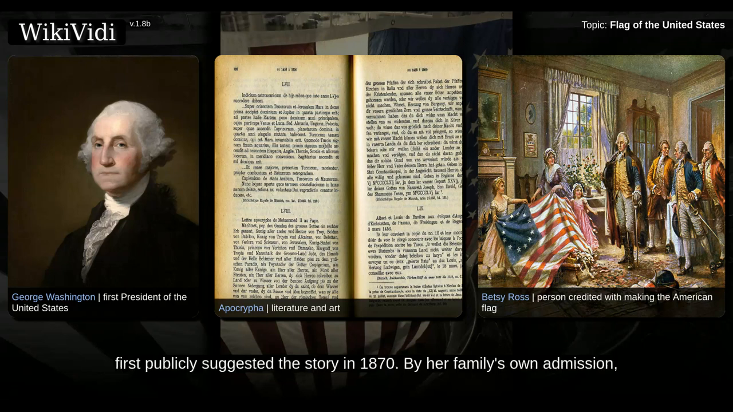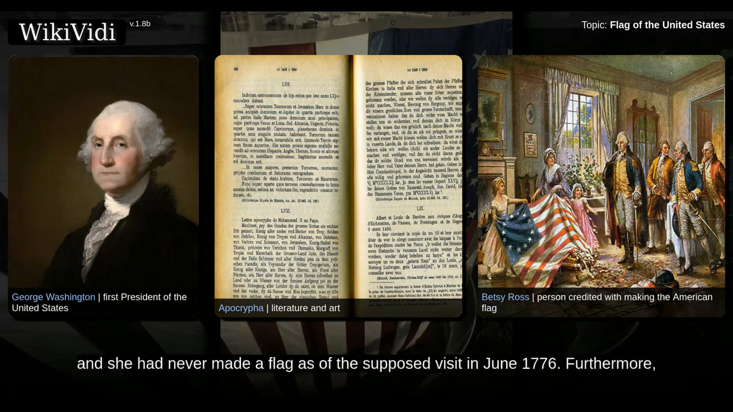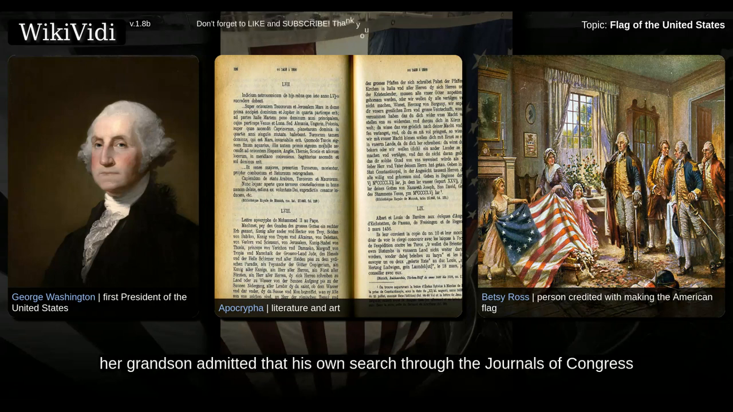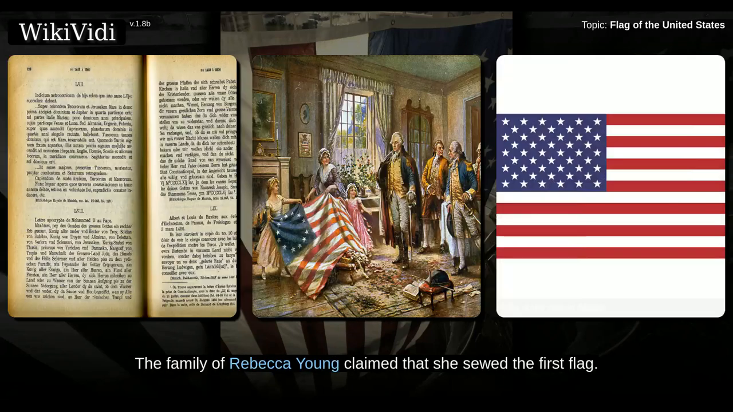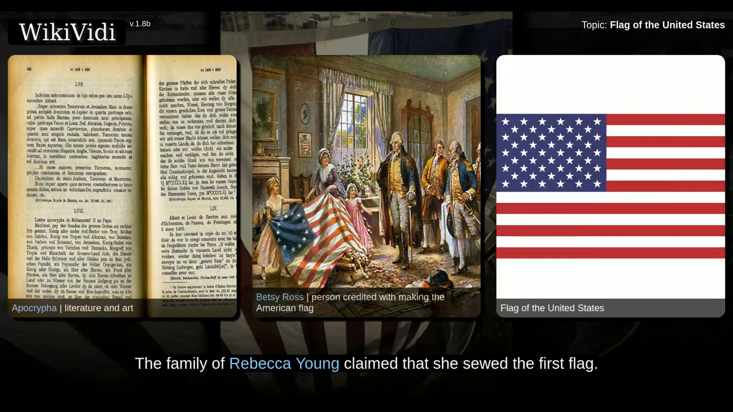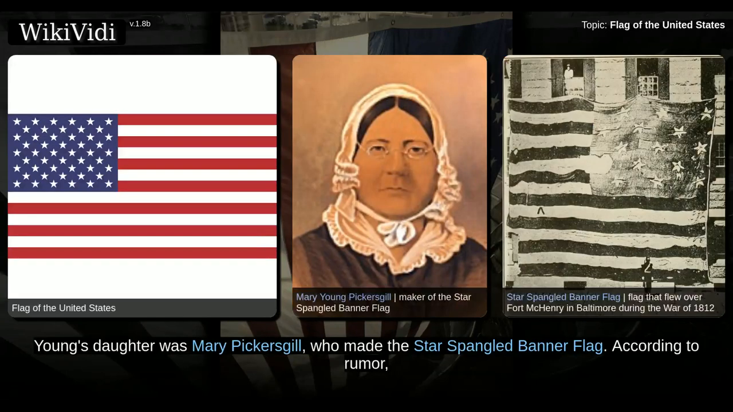By her family's own admission, Ross ran an upholstery business, and she had never made a flag as of the supposed visit in June 1776. Furthermore, her grandson admitted that his own search through the journals of Congress and other official records failed to find corroboration of his grandmother's story. The family of Rebecca Young claimed that she sewed the first flag. Young's daughter was Mary Pickersgill, who made the Star Spangled Banner flag.